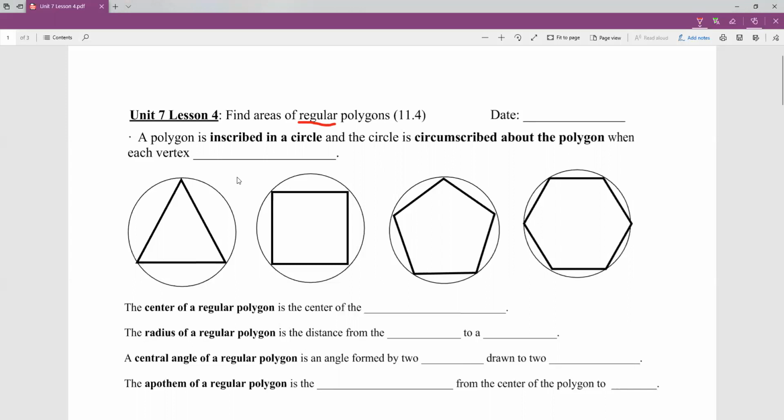But let's start off, before we get into this new formula that's going to blow your minds. First, we have to talk about a couple of definitions. The first thing is that a polygon is inscribed in a circle. This is the key word, inscribed in a circle. And the circle is circumscribed about the polygon when each vertex of the regular polygon lies on the circle.